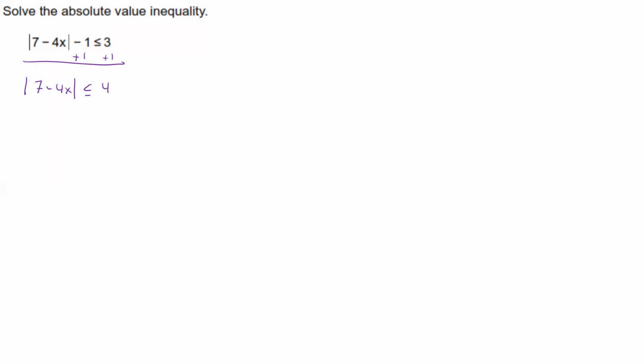Now I can say, okay, well, this is going to give me a tripartite. So I'm going to have a minus 4 less than or equal to 7 minus 4x less than or equal to 4. I could subtract 7 everywhere. Now I get minus 11 less than or equal to, and then I have a minus 4x less than or equal to, and I have a minus 3.